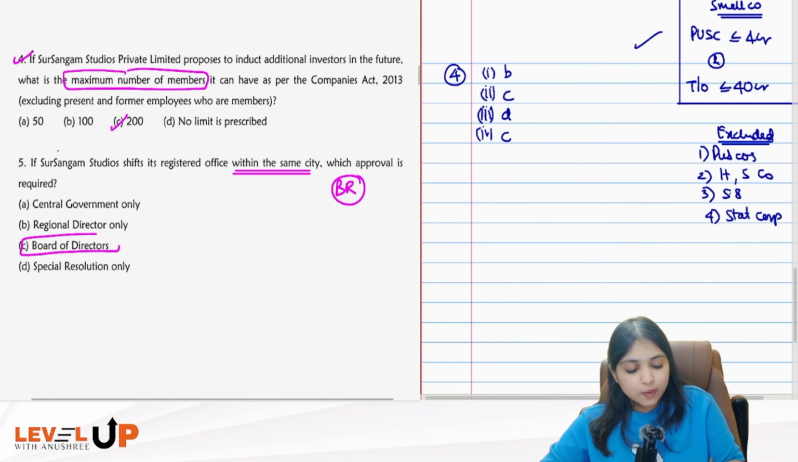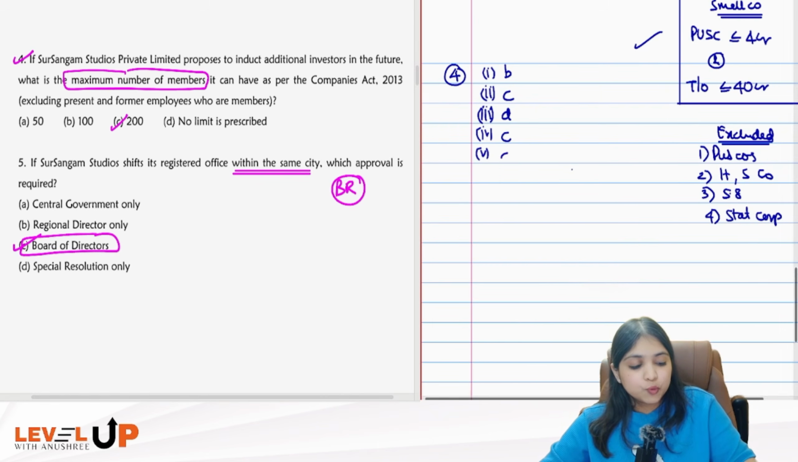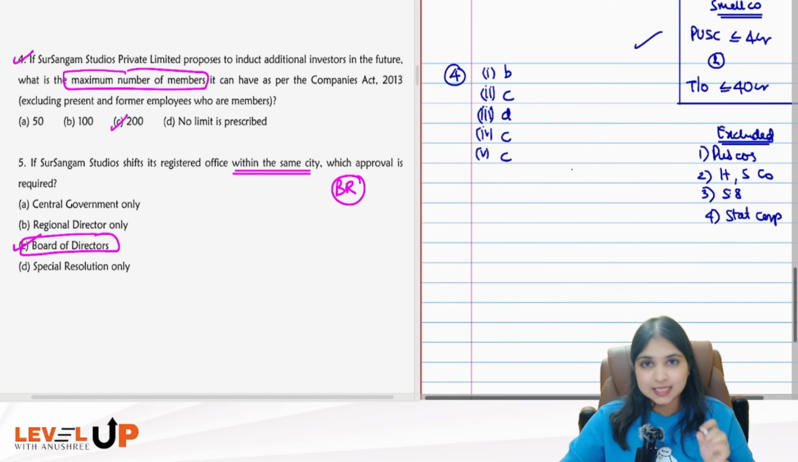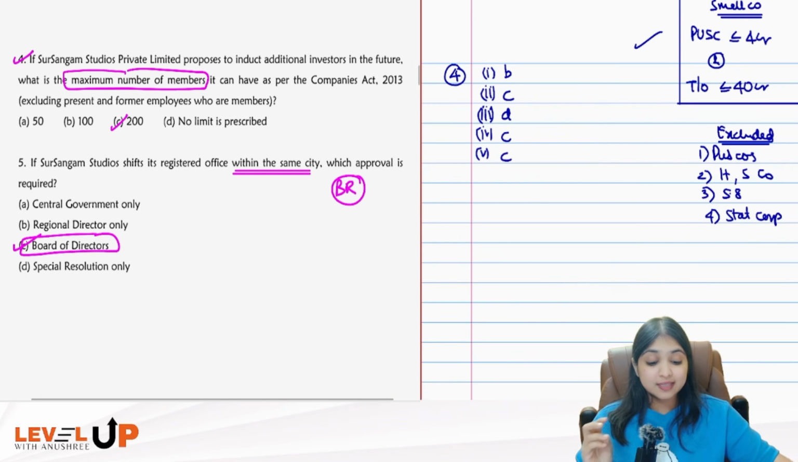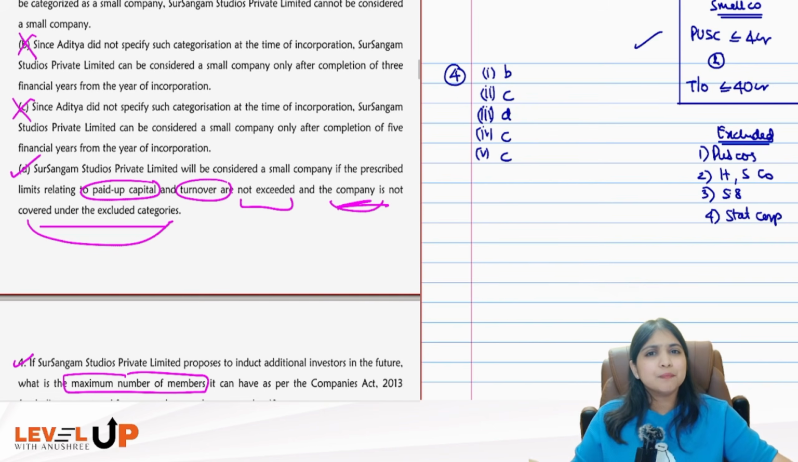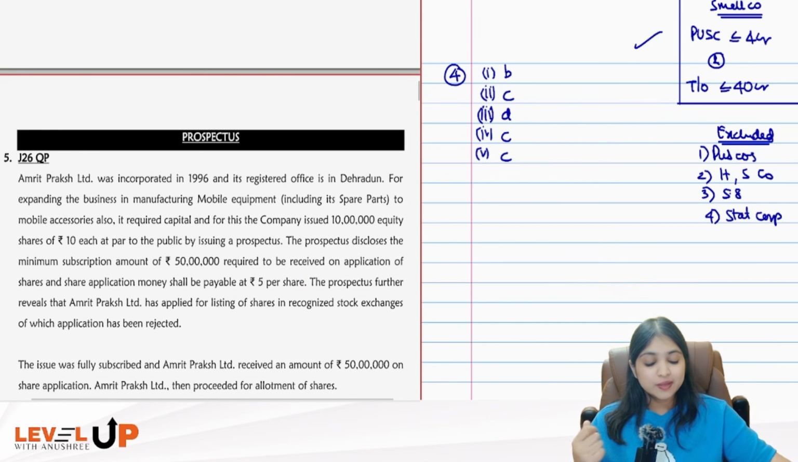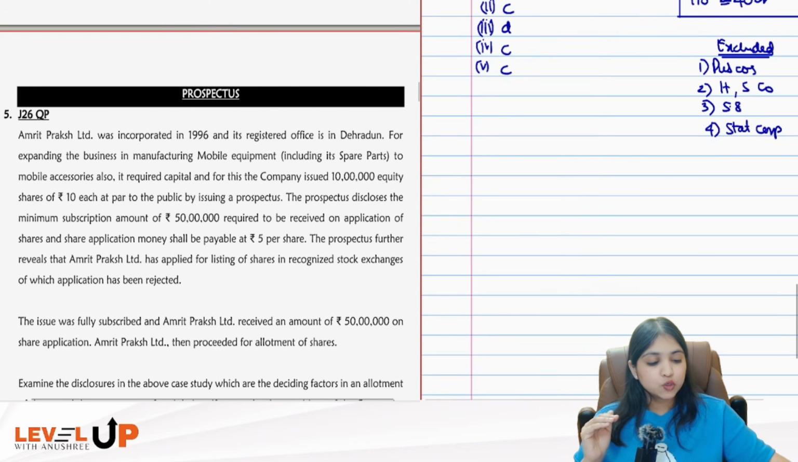So whose approval do I require? I only require the approval of board of directors, option C. Okay, so this was a nice case-based MCQ, but it was a very simple case-based MCQ. This was your question number 4. Now, come on guys, come to question number 5.